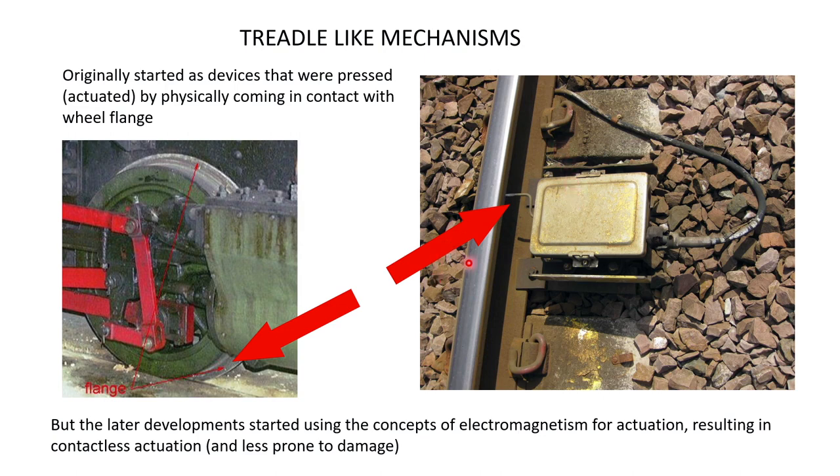So the original axle counters that were used back in the days, and I think they are still in use in different places for different purposes, required the train or the wheel to physically come in contact for actuation. But then the later developments, the ones that we use today most commonly, use the concept of electromagnetism for actuation, thereby resulting in a contactless actuation, which means that the wheel flange does not have to come into contact with axle counters anymore, and they're still able to actuate them. Therefore, they're less prone to damage.